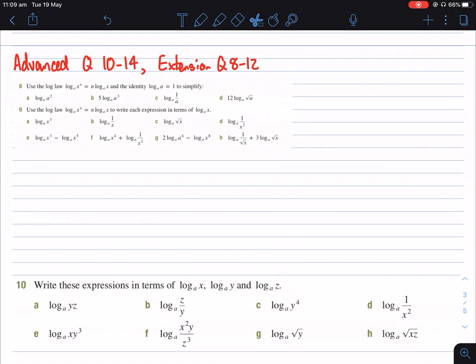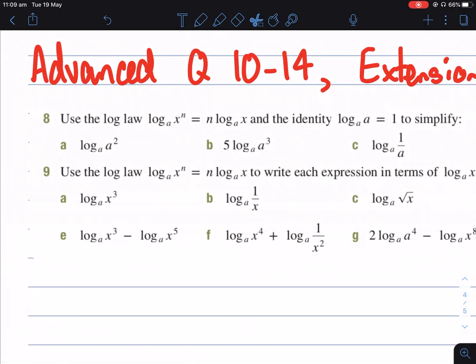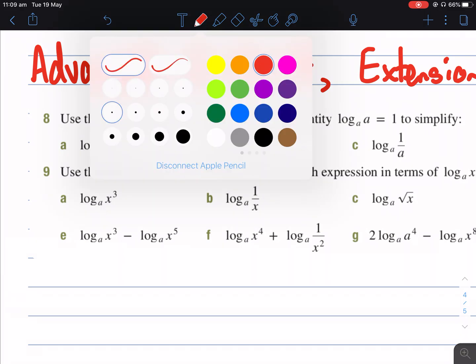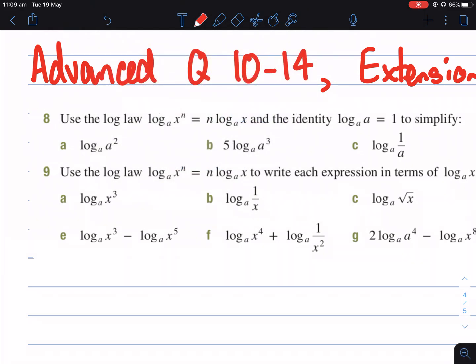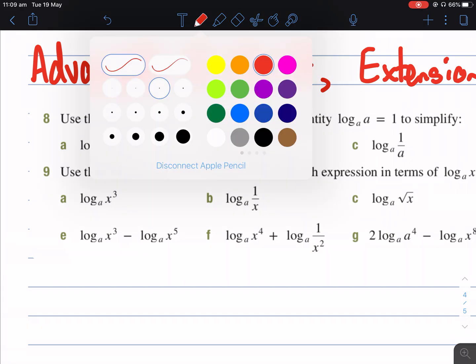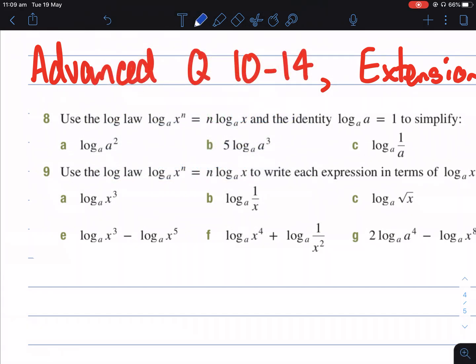All right, now we're getting into the good stuff. Now, this is the same as 2 times log base a of a. Log base a of a is just 1, so it's 2 times 1, which is 2.